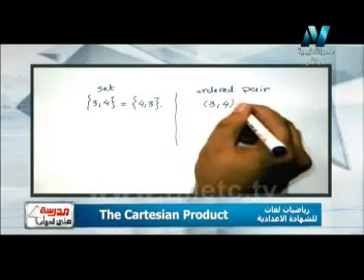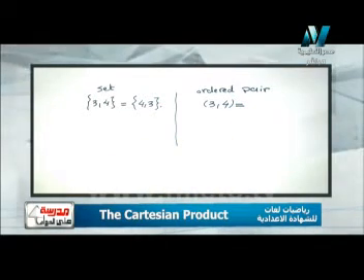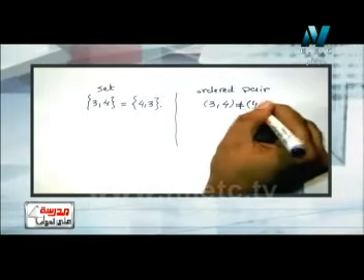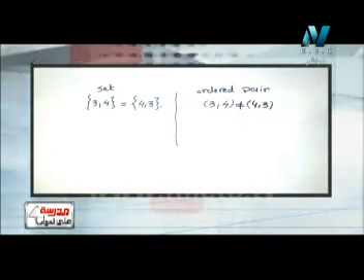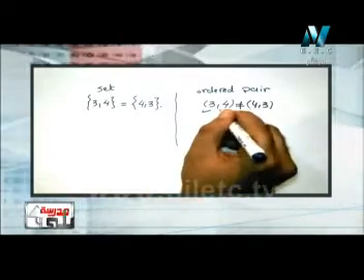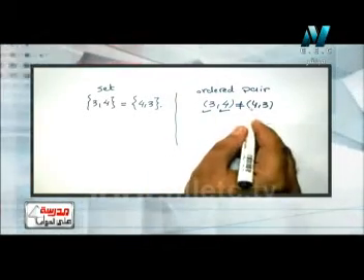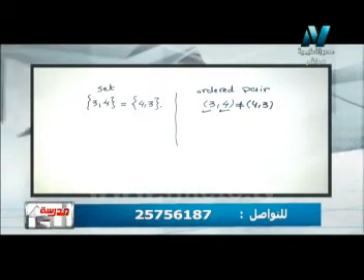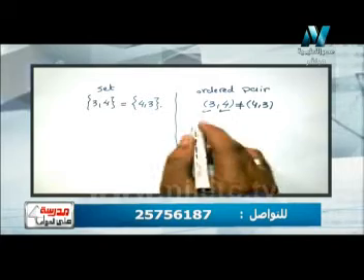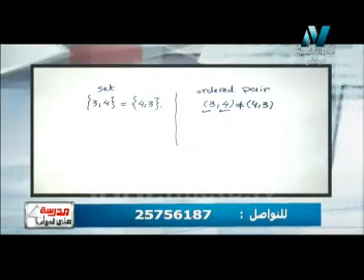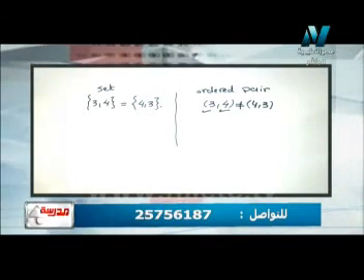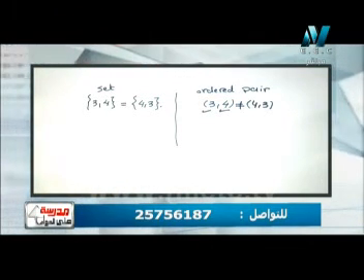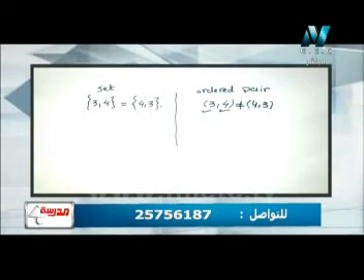But in an ordered pair, the order is important. We say (3, 4) does not equal (4, 3). The first number is 3, the second is 4, but here, the first is 4, the second is 3. So we say here, the order in a set is not important, while the order in the ordered pair is very important, because my name is Ahmed Saeed, not Saeed Ahmed.